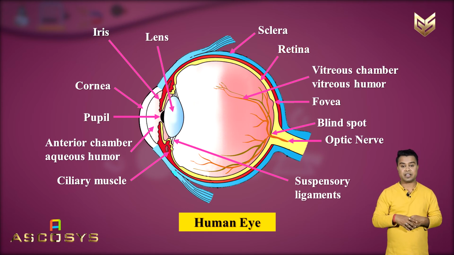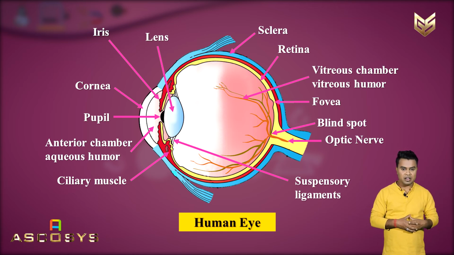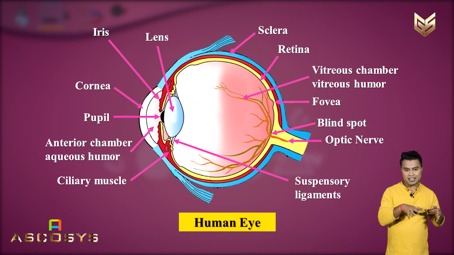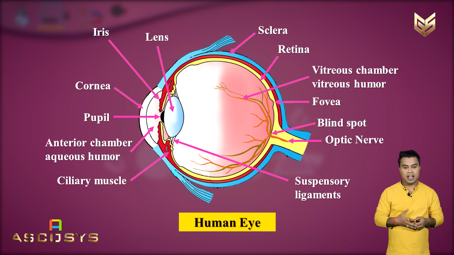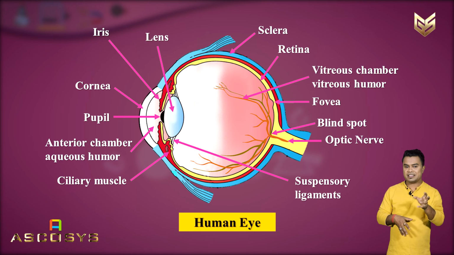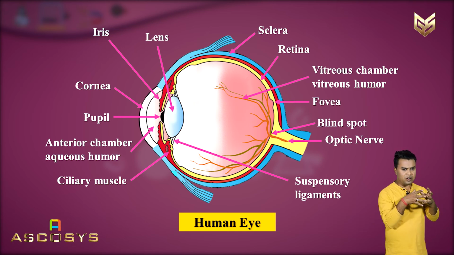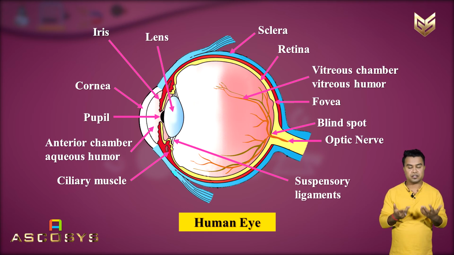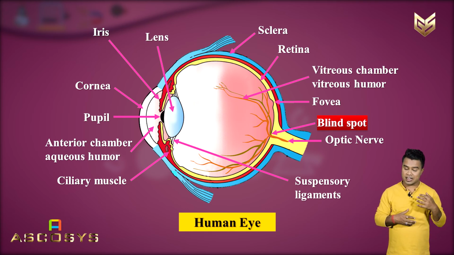Now, let us go to the next part. Now, we will see cones and rods. Rods determine the intensity of light, how much brightness and darkness the image will have, and cones determine the color of the object. It will see what color your object is. Are you seeing it as green or yellow? It depends on it. Now, blind spot, there is another part.